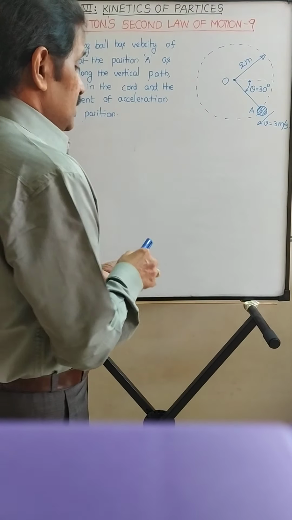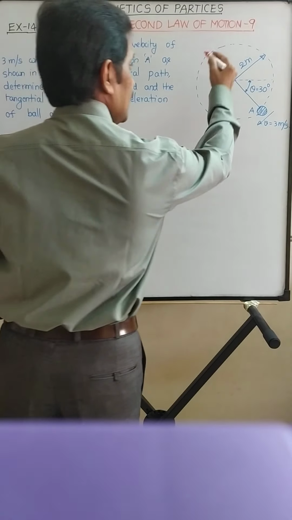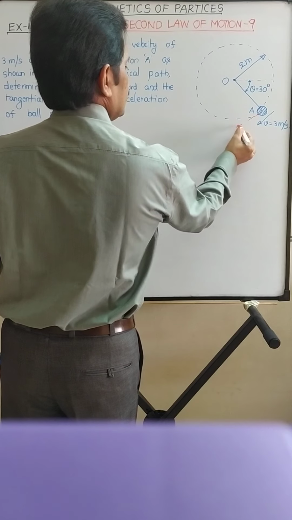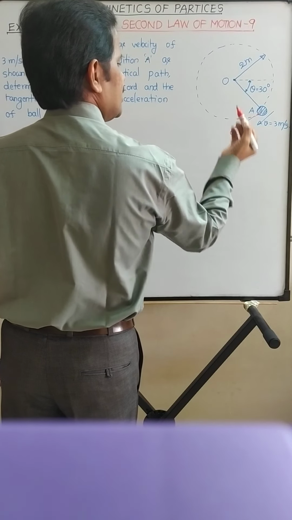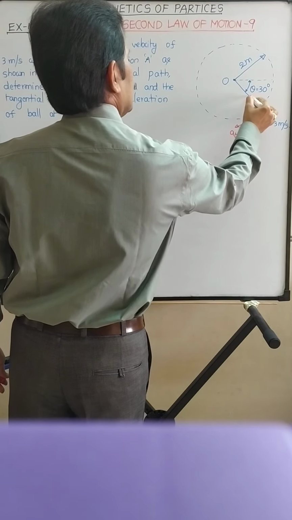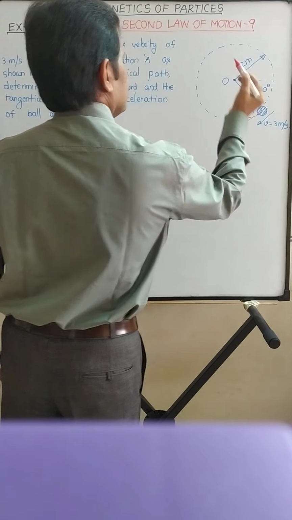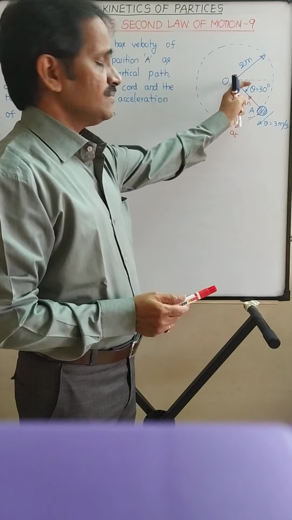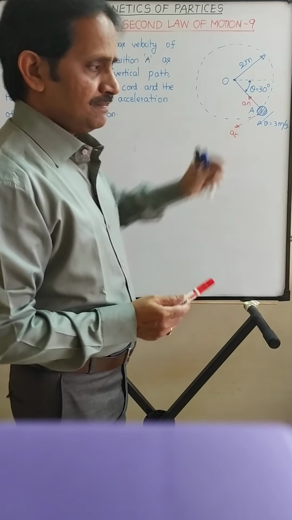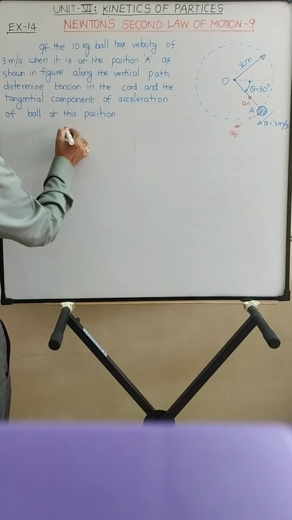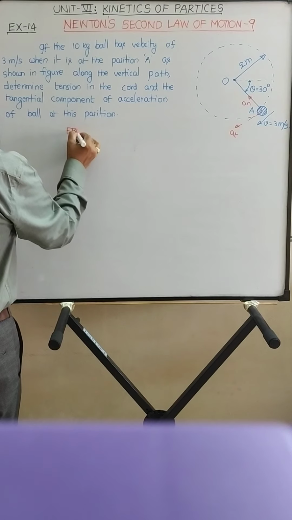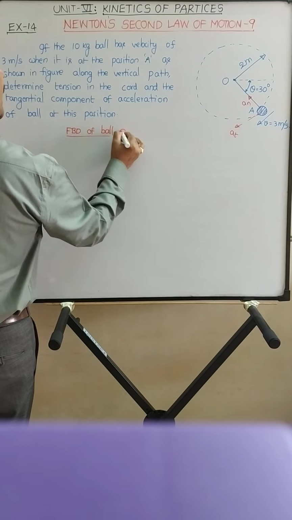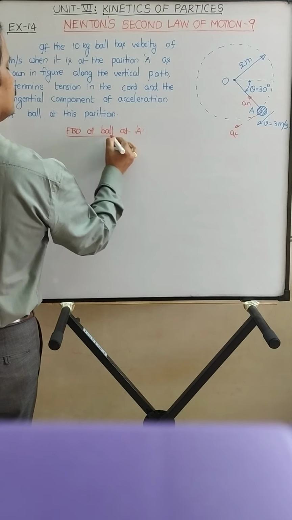See, this ball is moving along the curved path. So it will possess tangential component of acceleration and normal component of acceleration. So the normal component of acceleration is directed towards the center of curvature. So let us first draw free body diagram of the ball at position A.